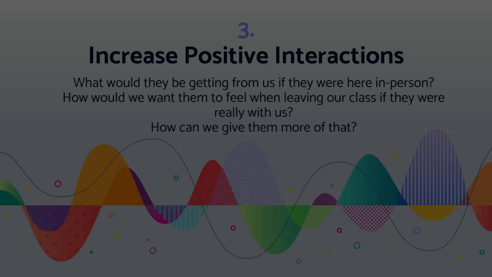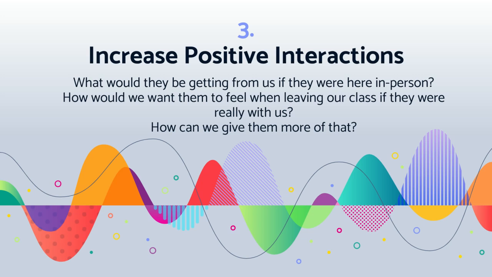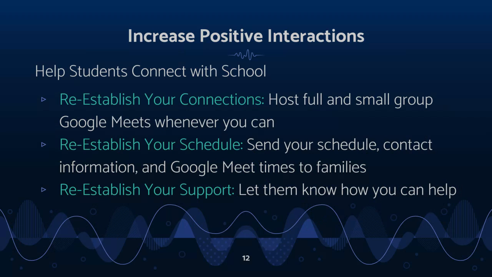Lastly, we can also increase our positive interactions with our kids. What would they be getting from us if they were here in person? And how do we want them to feel when they leave our class if they were really with us? Ideally, we want them to feel really good. We want them to leave our class feeling great. They may not leave our Google Meets feeling that way. So how can we get more positive feelings out of those Google Meets?